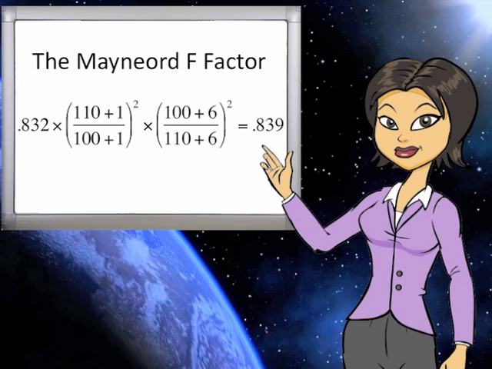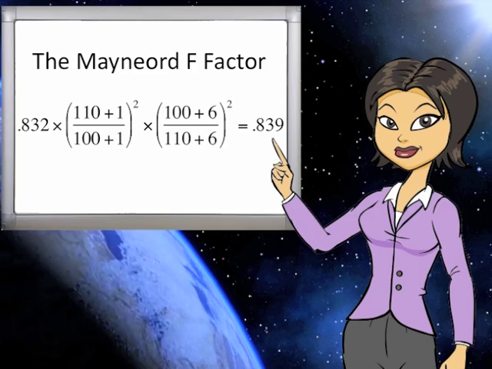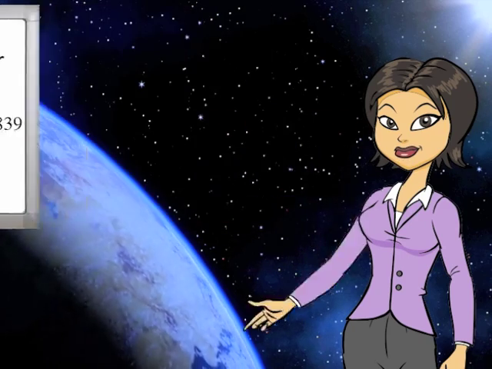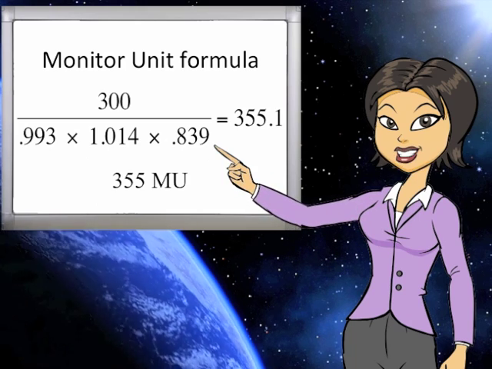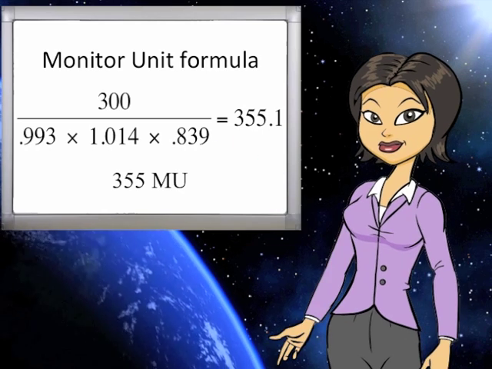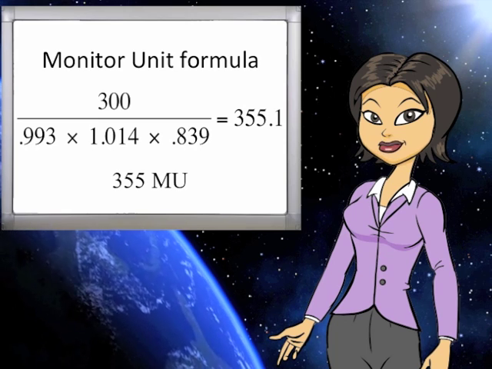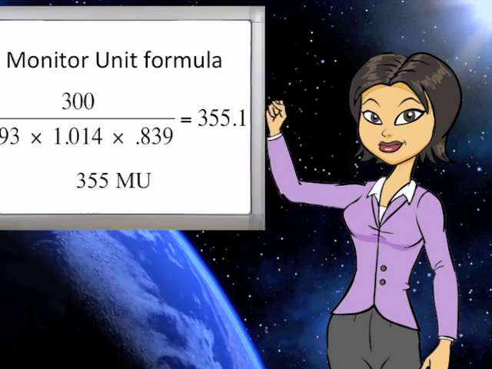The new PDD, adjusted for our new distance of 110 centimeters, is 0.839. Plug that back into our original monitor unit formula and we get 355 monitor units. The Mayneord F factor can also be used for shorter distances as well.